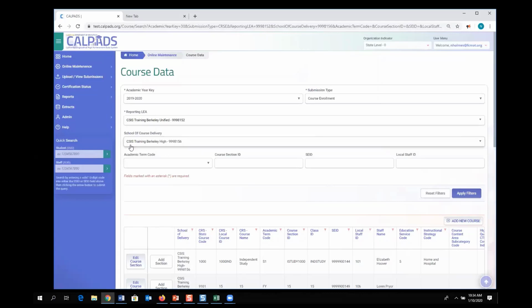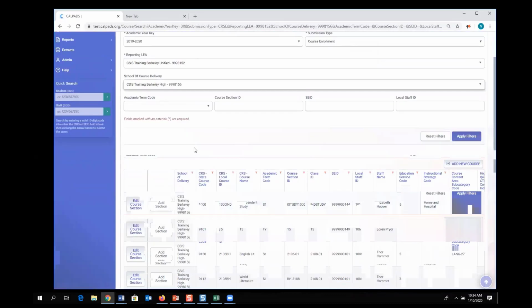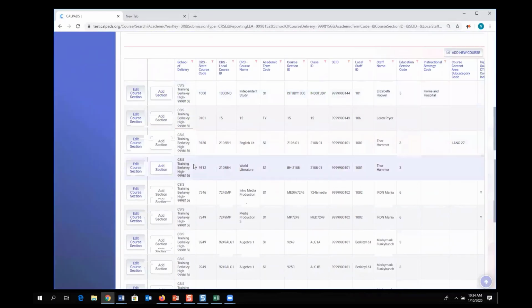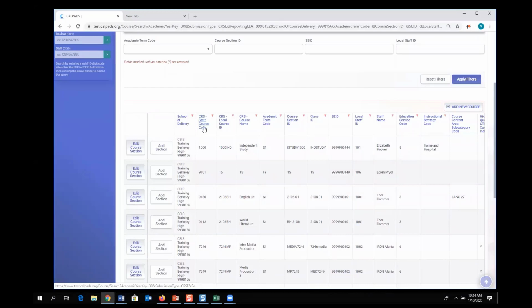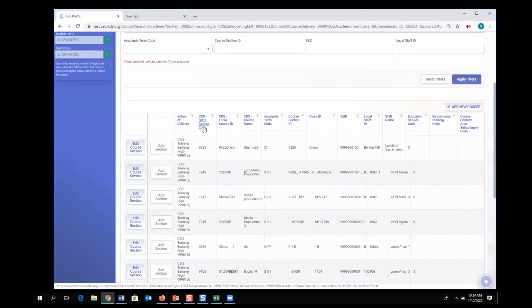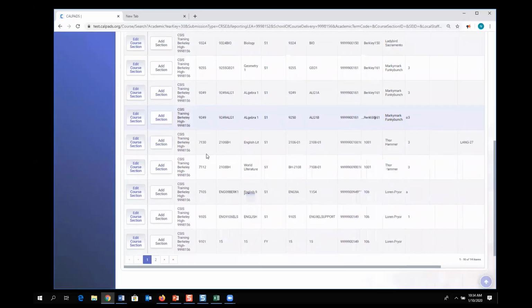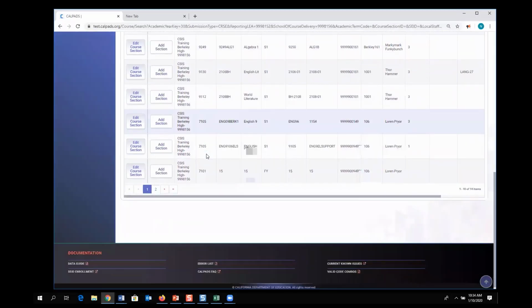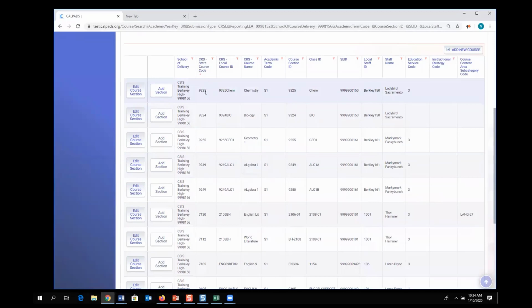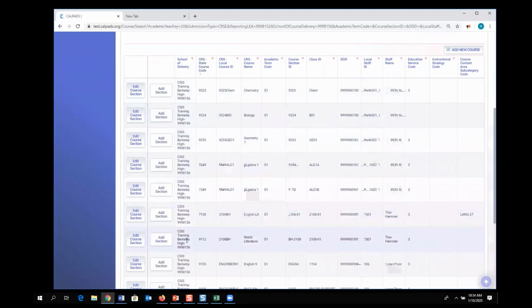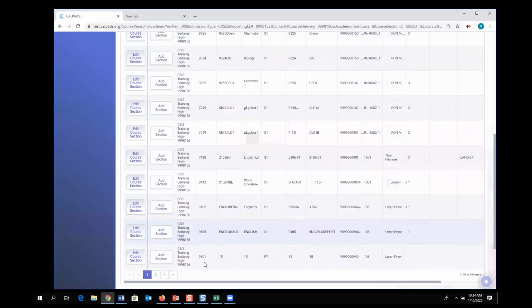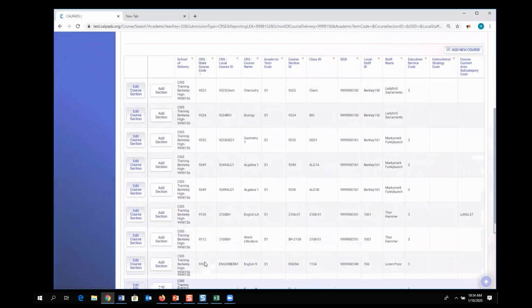So now we're going to look at CSIS training Berkeley High and focus more on departmentalized courses. What I'm going to do is filter for course number. I have a numeric listing of the courses from the highest to the lowest. The first thing we'll point out is, again, anything that's not State Course Code 1000 is a departmentalized course. This is typical of middle school and high school grades.